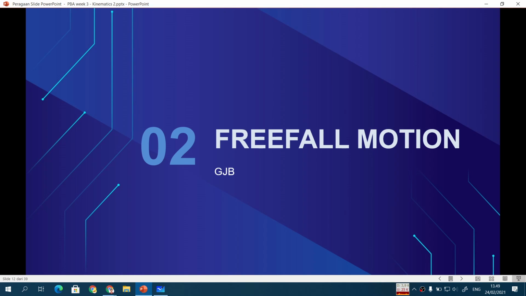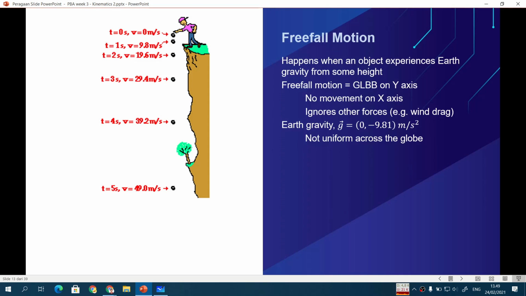Okay, the second part, we will talk about freefall motion, or GJB, gerak jatuh bebas. Freefall motion happens when an object experiences Earth gravity from some height. So freefall motion is actually just KLBB on the y-axis. We will assume that there is no movement on the x-axis, and that no other forces act on the object, for example wind, drag, or something. So we purely observe the motion of KLPB on the y-axis with no other external forces.